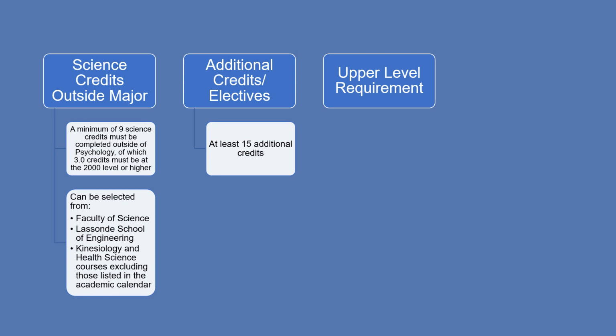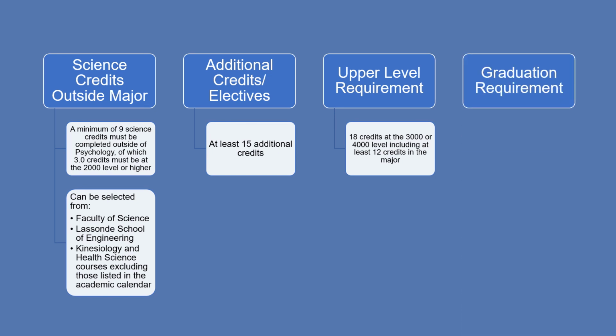As discussed in the previous presentation, upper level credits are courses that undergraduate students generally take in their final year of studies. A Psychology BSc student is required to take 18 upper level credits, of which 12 credits must be in the major at the 3000 level.